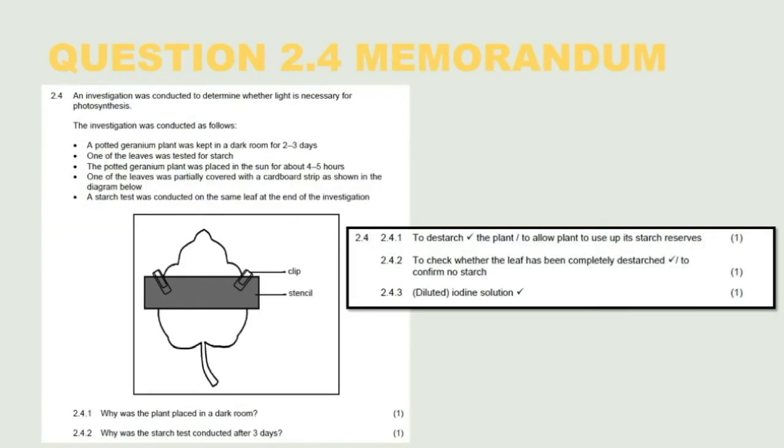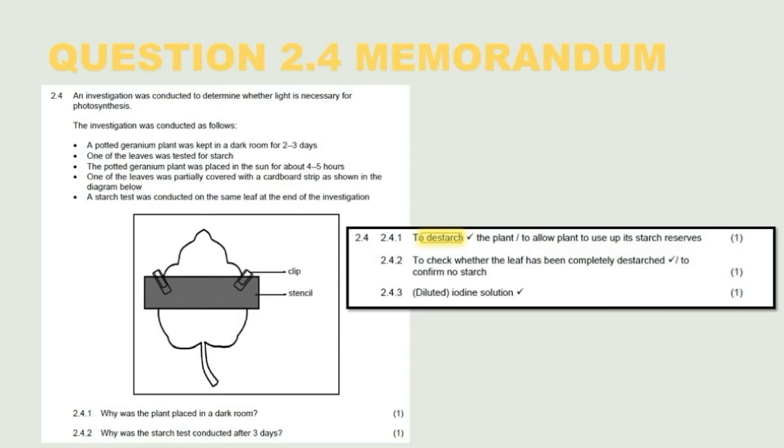So on our left-hand side, you will have the questions, and then also in the middle, we'll look at the memo. So question 2.4.1 asked, why was the plant placed in a dark cupboard? So the reason for this is to de-starch the plant. So remember, if we immediately test the leaf, there will be starch present. So we will place the plant into the cupboard for 2 to 3 days to force the plant to use the starch stores, because we want to test that light is necessary for photosynthesis. If we test the plant immediately, we cannot prove that the starch was there because of the presence of light.